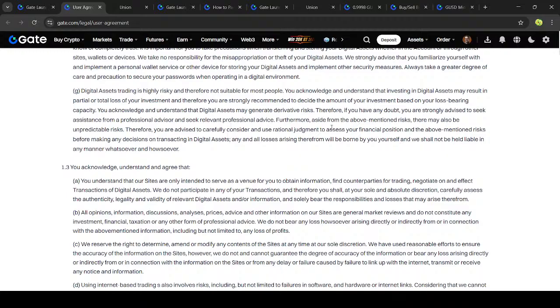Furthermore, from the above main risks, there may also be unpredictable risks, and therefore you are advised to be careful and consider making a rational judgment of your financial position and the above main risks before making a decision or transfer of any digital asset. Any and all losses will be borne by yourself, and we shall not be held liable in any manner whatsoever.